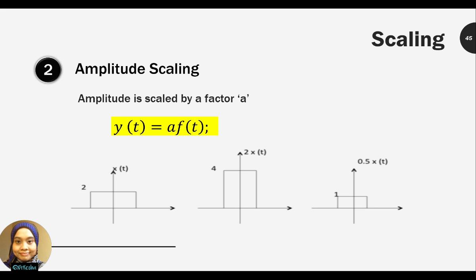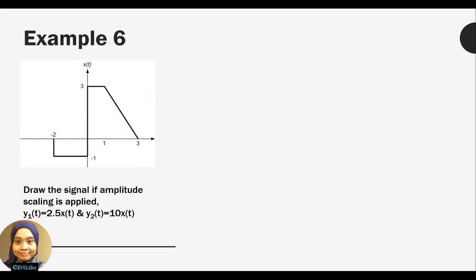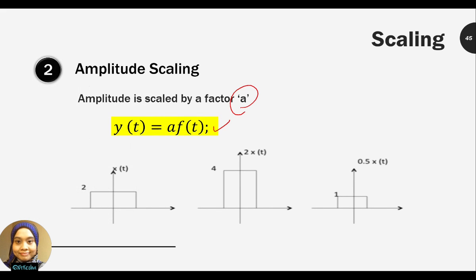For amplitude scaling, using the same equation in the yellow highlight line here, it is based on a as well. If it is more than 1, you basically expand it upward, and if it is less than 1, you make it a little bit downward, or shrink it. So that's amplitude scaling.